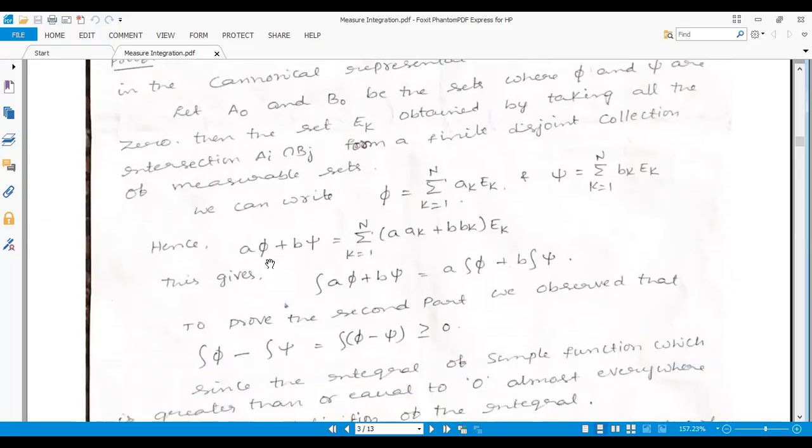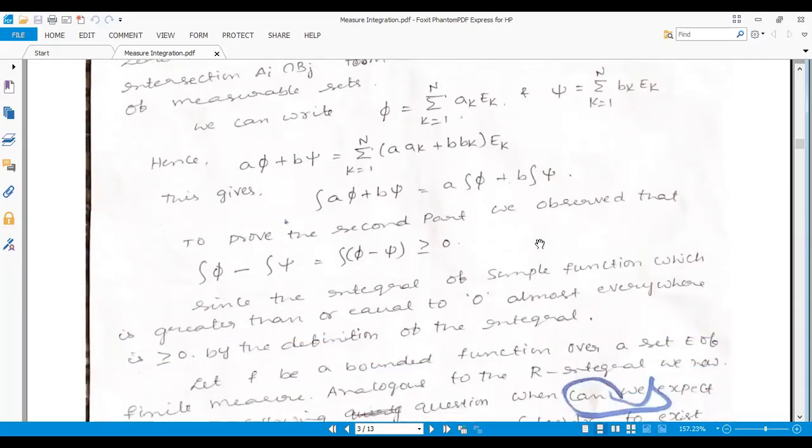Hence, here a phi plus b psi, because k is running from 1 to n, we can write it as a into a_k, b into b_k, the real numbers, with E_k as a common factor. If you apply this directly, then the integral of a phi plus b psi is equal to a into the integral of phi plus b into the integral of psi.